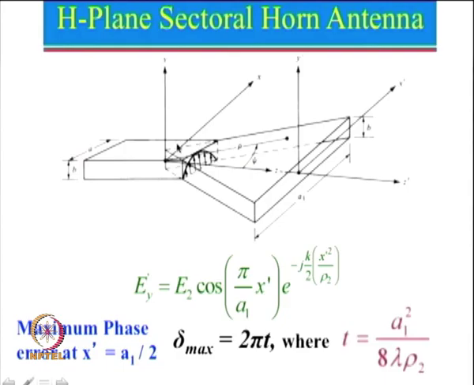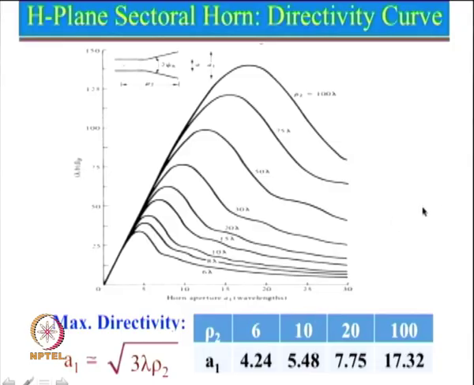Here again, if we take this as a reference point, then the phase error will keep on increasing, and the maximum phase error will be obtained when x dash becomes equal to A1 by 2. In the previous case, it was y dash equal to B1 by 2, because flaring was done along that direction. So here also we can similarly write delta max. Just to differentiate the notation, instead of S earlier we have written T here, rho 1 becomes rho 2 and B1 becomes A1. Otherwise the concept remains the same. So if we look at the directivity curve, we see a very similar trend.